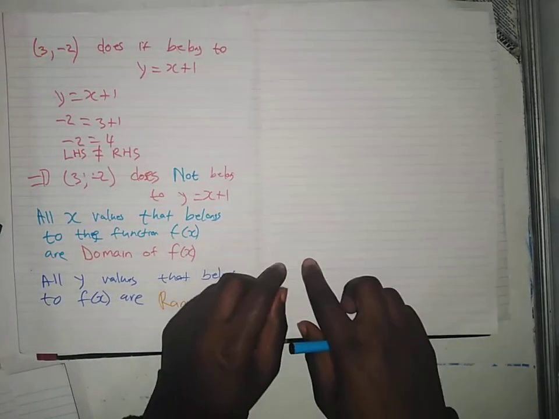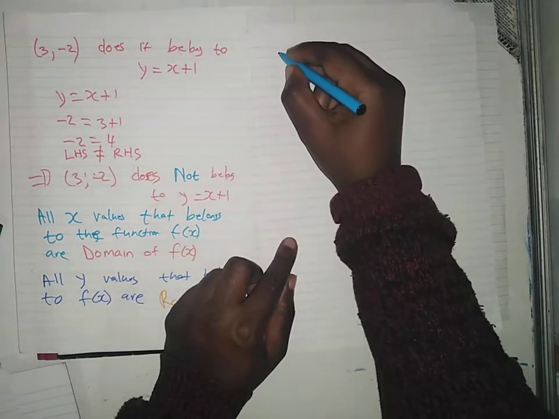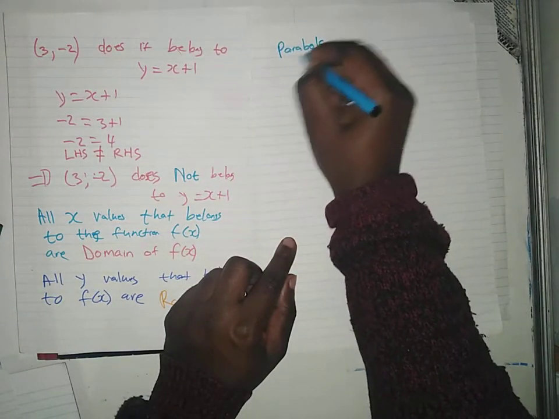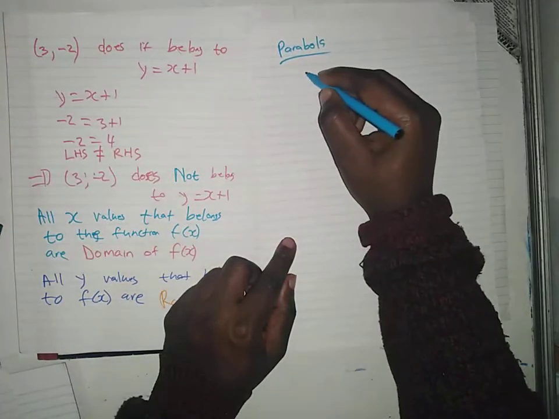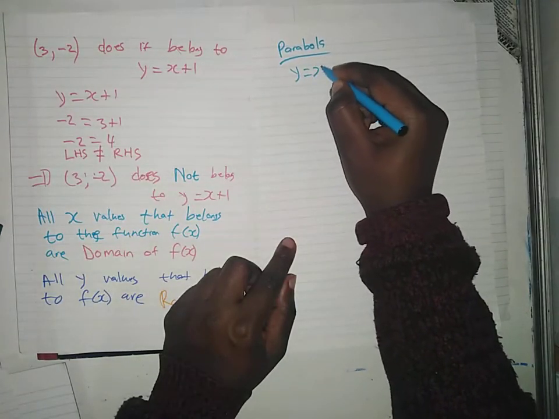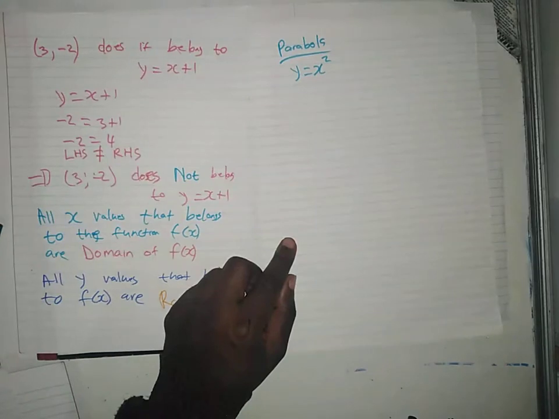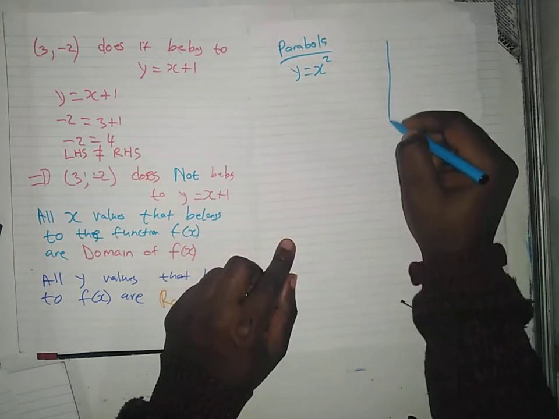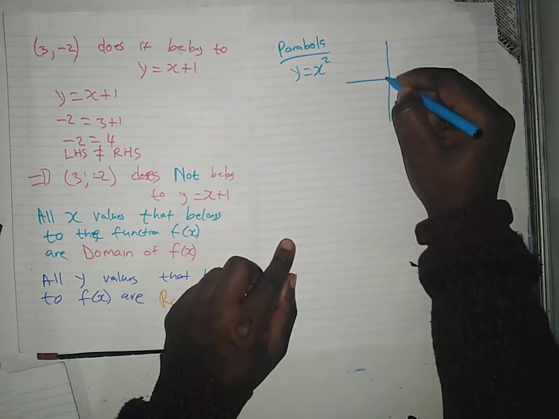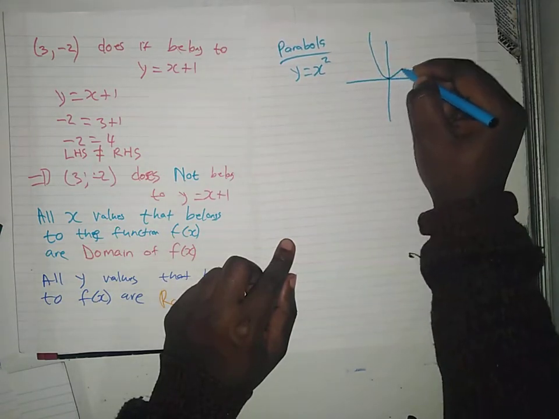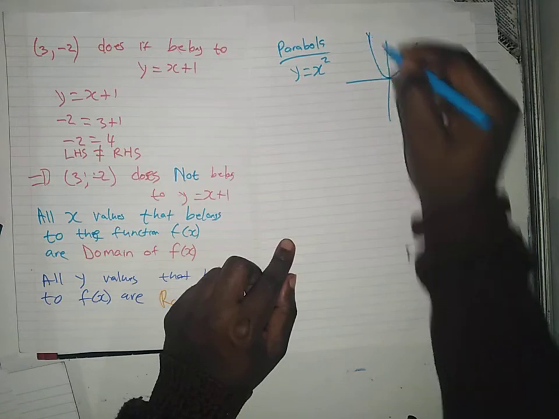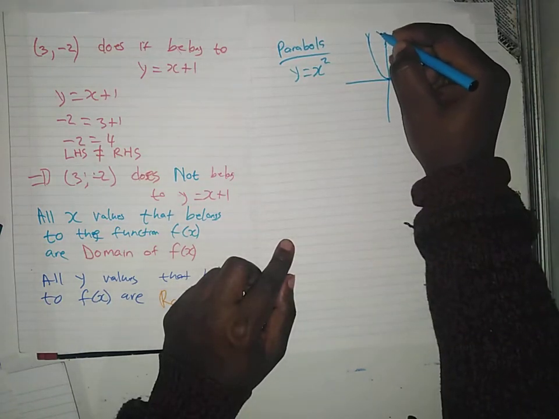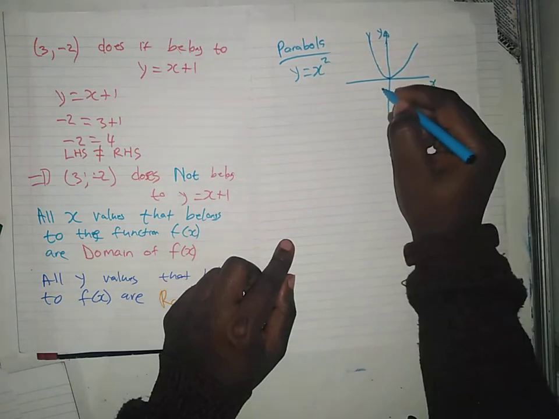Now let's look at the parabola. Let's say we've got a function that is y is equal to x squared. And obviously this function is like this. Can you see that? Yes. This is y, and this is x, and this is 0.